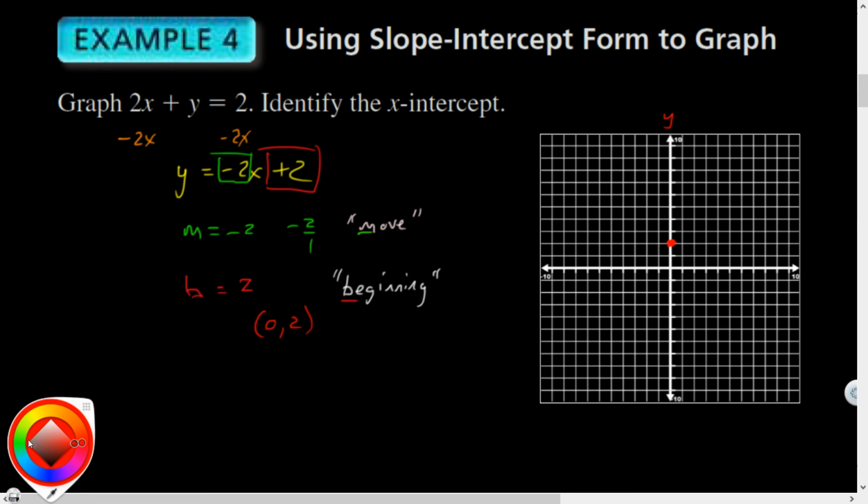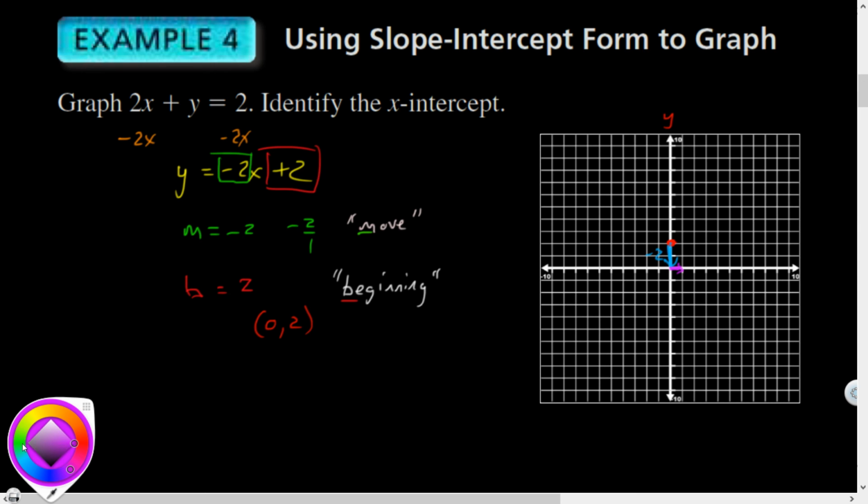Next thing, I move by the slope. And this slope has a rise of -2. So I'm going to rise from the beginning, not the origin, from the beginning, from the y-intercept. I'm going down 2. And it has a run of what? 1, and over 1.